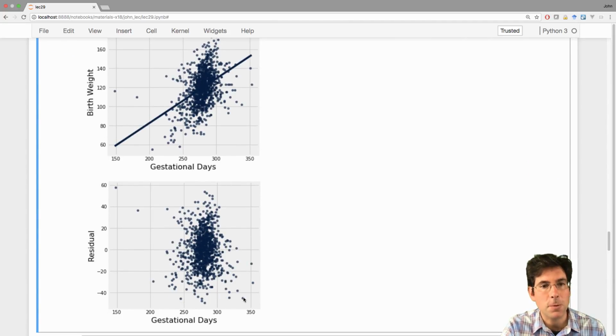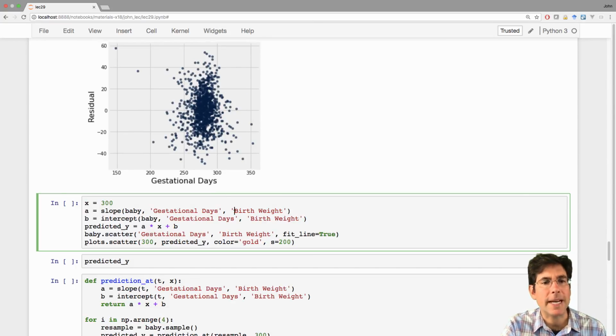Looking at the residual plot, it appears that this is a fairly linear association. I don't see a lot of structure in this plot, except for maybe in the very far extremes. But let's focus on the data in the middle. That seems to be an amorphous blob. So let's pick an x value.